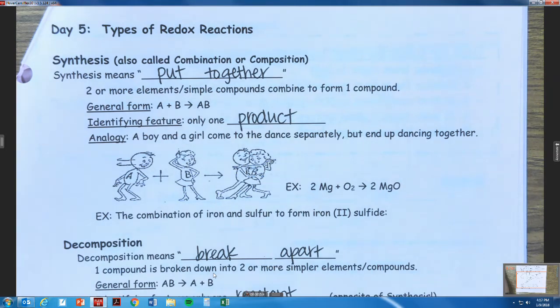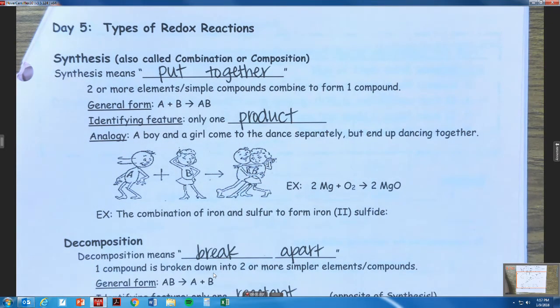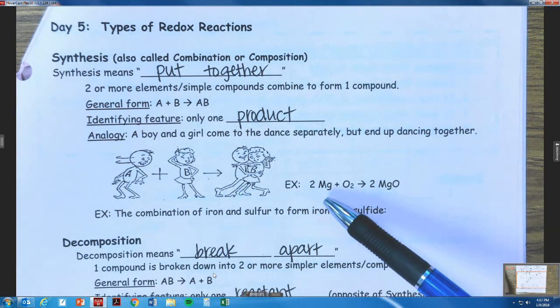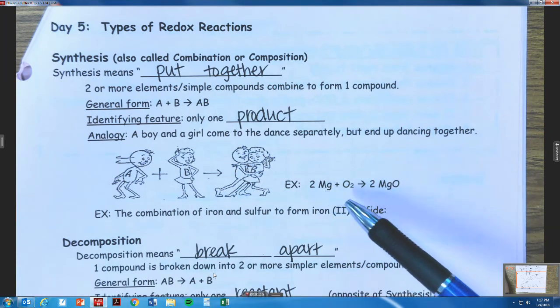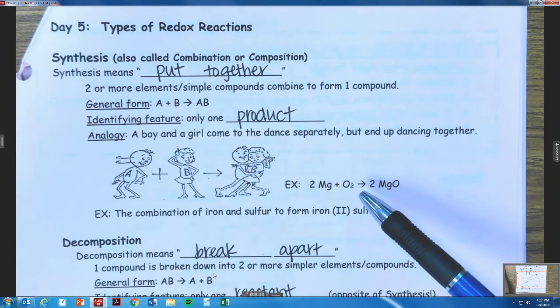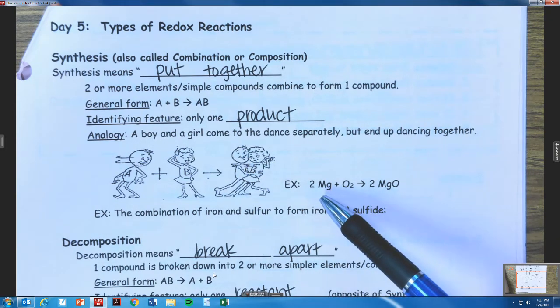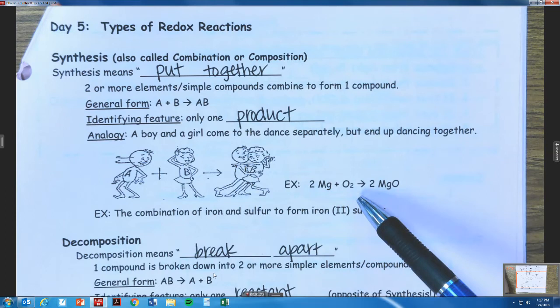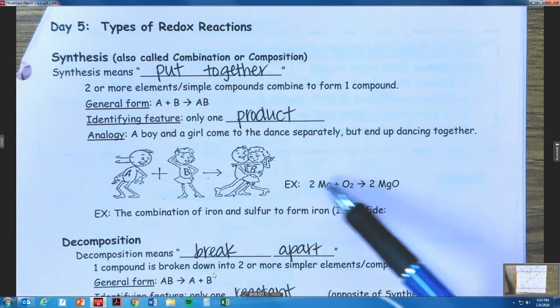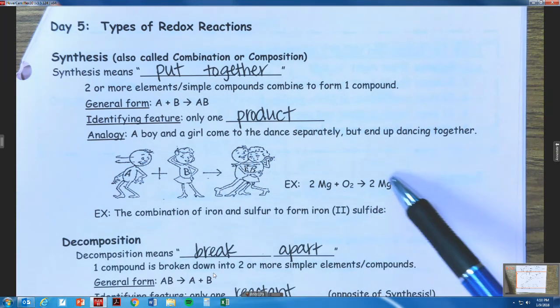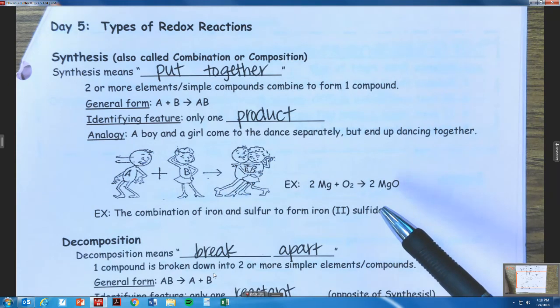Your analogy is that a boy and a girl come to the dance separately but end up dancing together. Chemically, we can take a look at magnesium plus oxygen yields magnesium oxide. Again, you have element A plus element B joining together to form one compound. That's going to be synthesis.